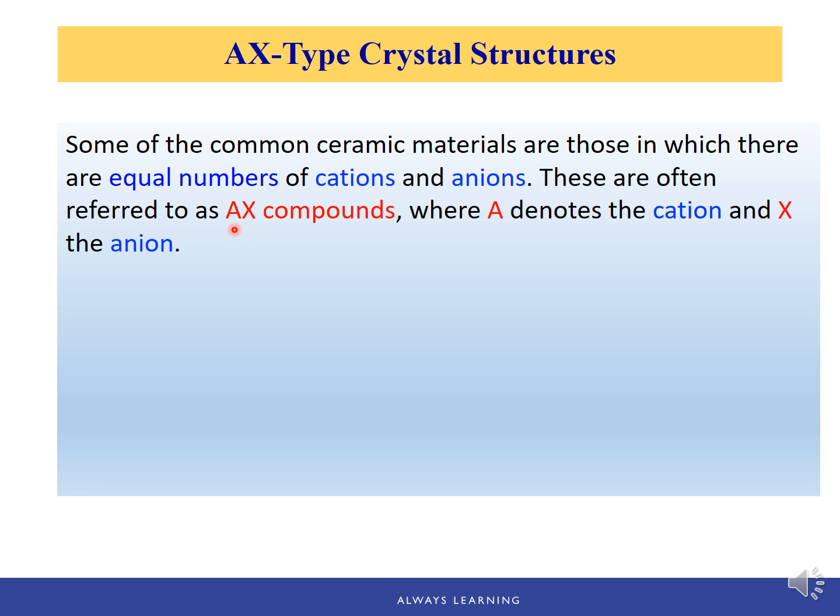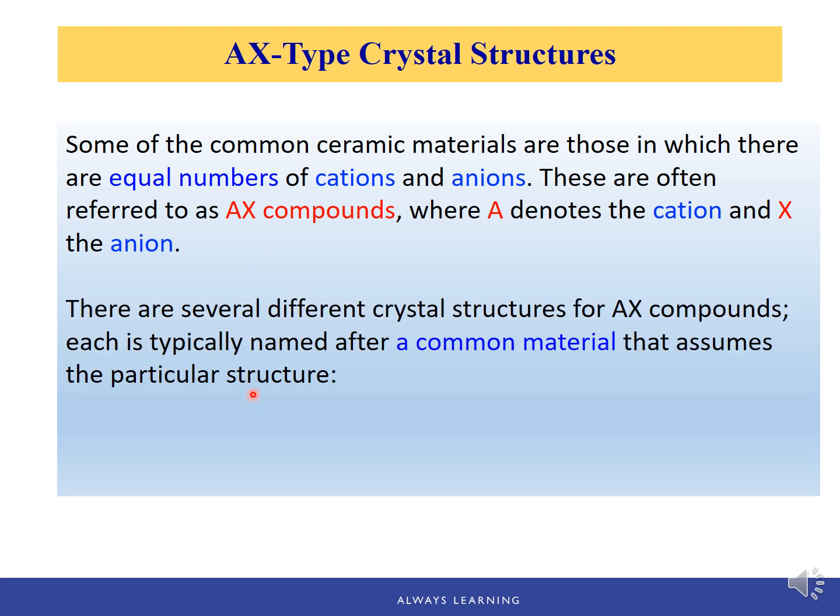Some of the common ceramic materials are those in which there are equal numbers of cations and anions. These are often referred to as AX compounds. So the subscripts we saw earlier, the p and m subscripts, are 1. So the ratio between the number of cations and anions is 1. A denotes the cation and X is the anion.